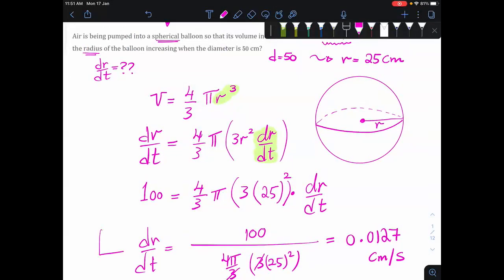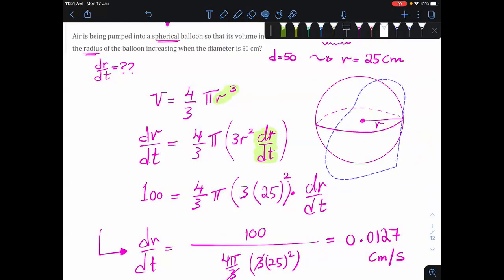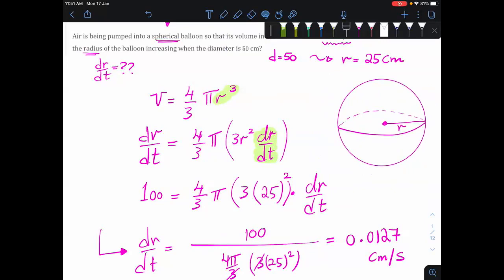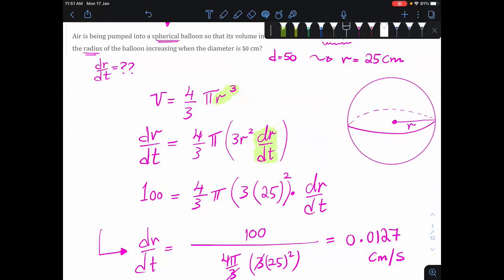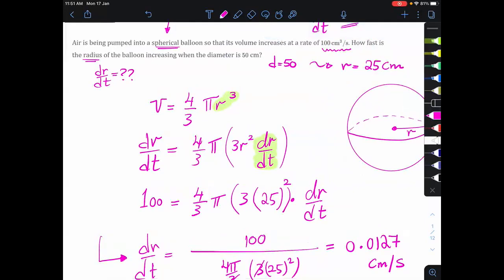No, dr over dt, not volume here. So I have to push the ball. Yes, Mister. So there's now the radius. Mister, it's normal to go back and repeat from the second step, it's a bit difficult. From the second step. Yes.